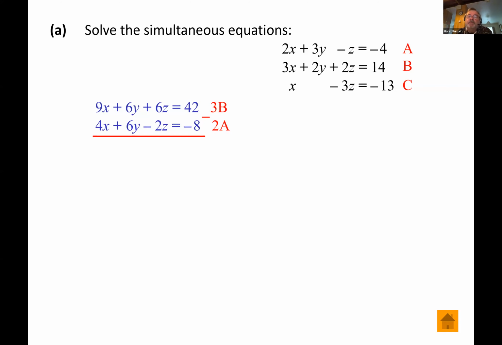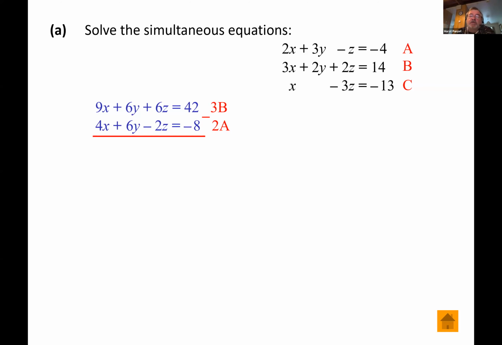And obviously the big thing with any of these is if you multiply the first equation by 3, you need to make sure that each term is being multiplied by 3. That's obviously the biggest mistake that is possible, where you multiply the x value by 3, the y value by 3, and forget to multiply the z value by 3. So in this case, we're going to multiply B by 3 and A by 2, and then we're going to subtract them.